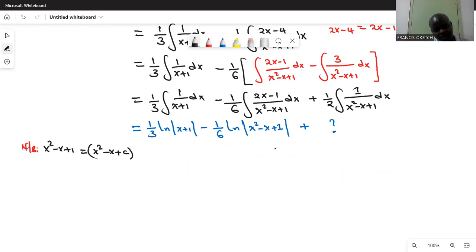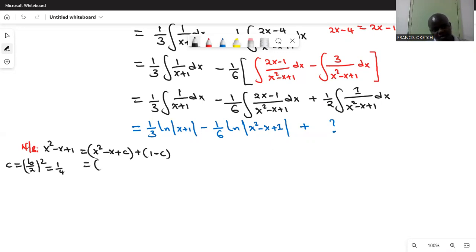We are completing the square, then plus, remember there was 1 minus the same number c, so that we don't interfere with the original form. And c here is the same as b over 2 squared, where b is the coefficient of x. So that's negative 1 over 2. You square that, that should give you 1 over 4. Negative 1 over 2 squared is 1 over 4.